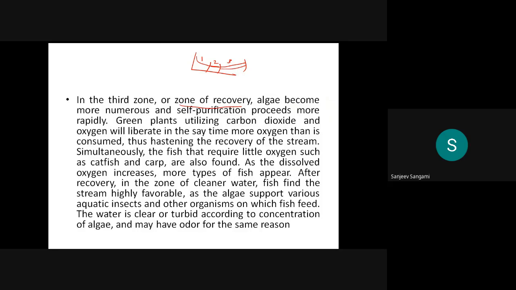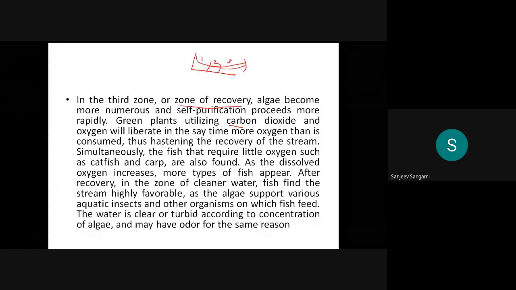The green plants utilize the carbon dioxide and the oxygen will be liberated. Even in ponds, if some plants are there, they will utilize the carbon dioxide which was produced earlier, then start liberating oxygen. Automatically the oxygen content in the river will go on increasing, and as it travels, the atmospheric oxygen will also penetrate into the water.